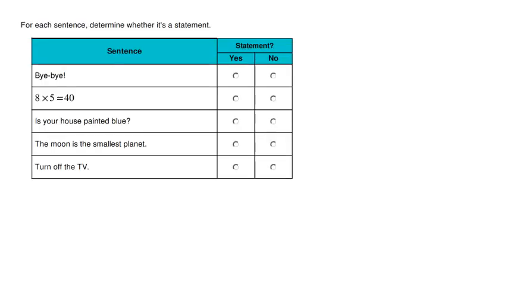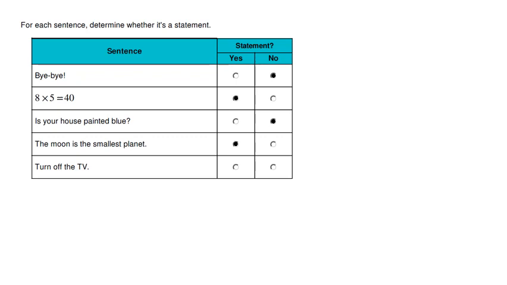Now let's take a look at several problems that are similar to the ones you may find in ALEKS. For each of the statements, determine whether or not it is a simple statement. Bye-bye. Bye-bye is neither true or false, so it is not a simple statement. 8 times 5 equal to 40 expresses a single idea. It is true or it's false, so yes. Is your house painted blue? That's a question. No. The moon is the smallest planet. That I would consider yes.